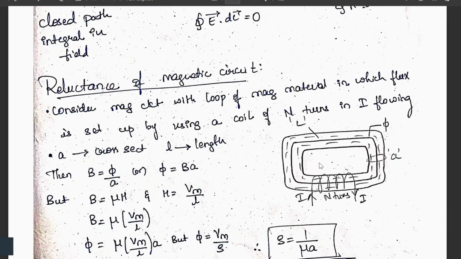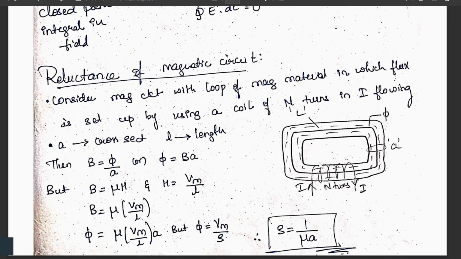Consider a magnetic circuit with a loop of magnetic material in which flux is set up by using a coil of N turns with current I flowing. A is the cross section and L is the length of this loop. Then we know that B is equal to phi divided by A, that is, phi is equal to BA. But we know B is equal to mu H, and H is equal to Vm by L. So substitute this H here, that is B is equal to mu Vm by L.